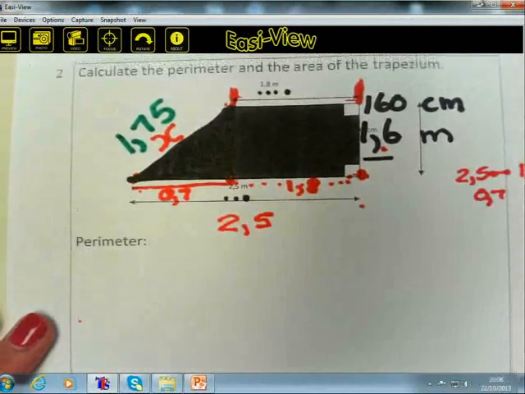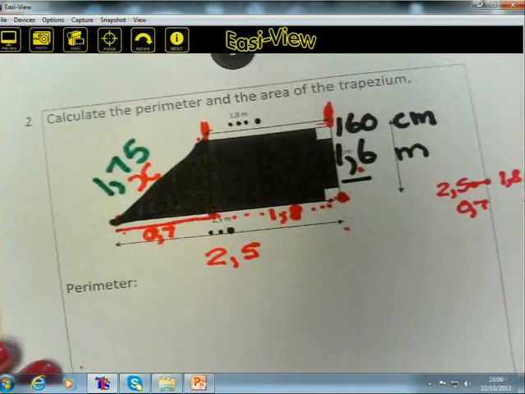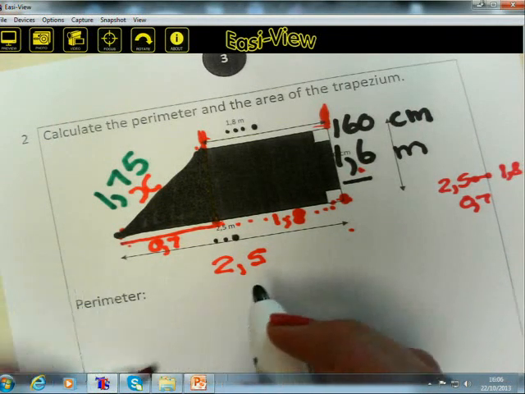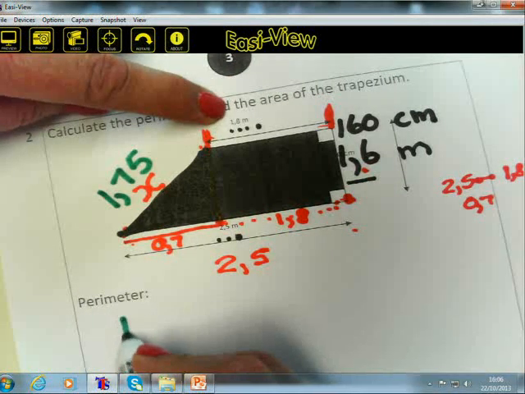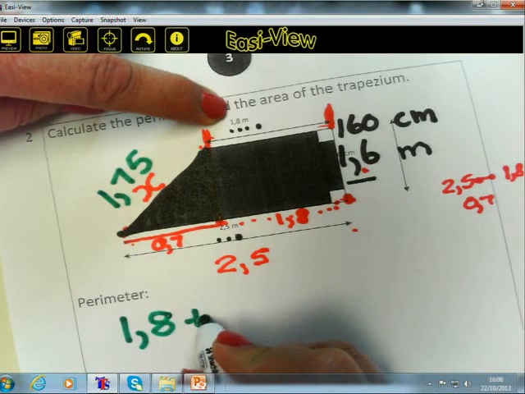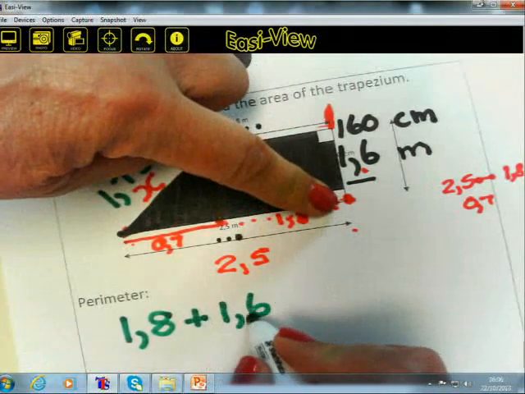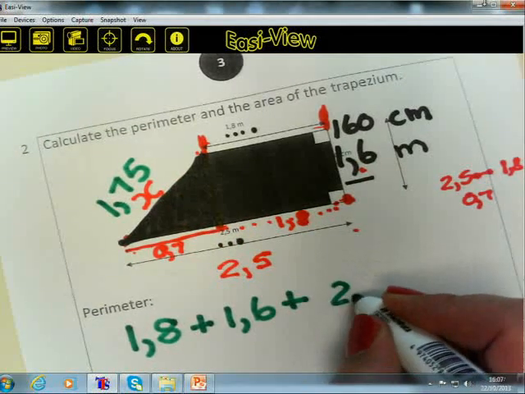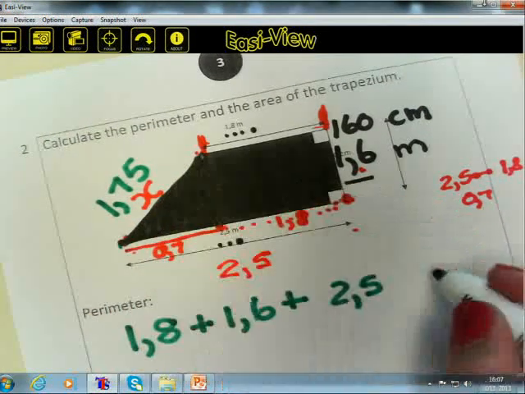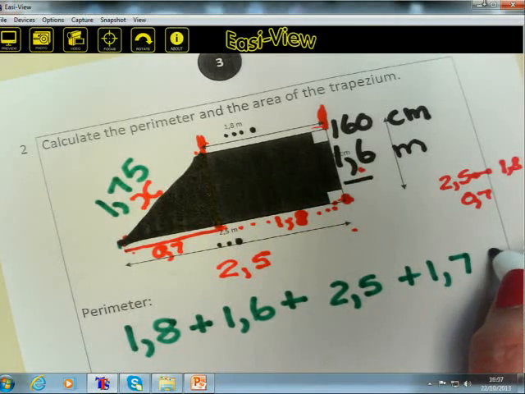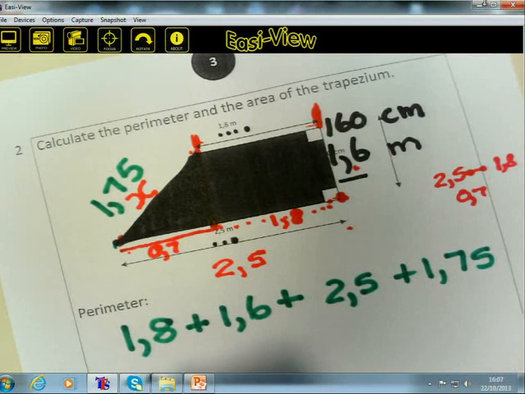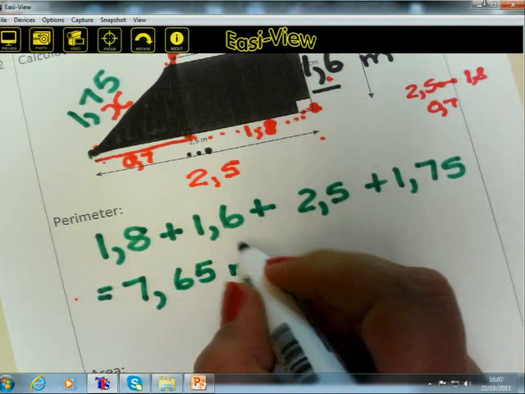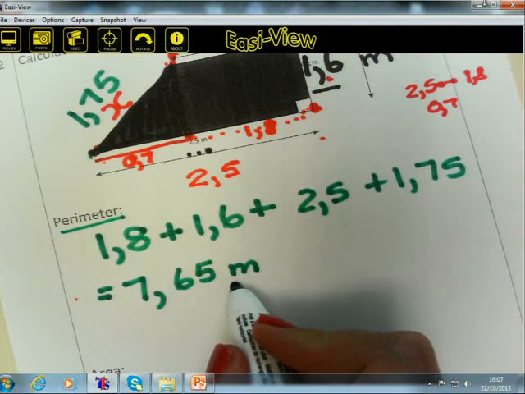If I now want the perimeter of this figure, let's add all the sides together. That one is 1,8 plus, that one is 1,6 plus, this whole one there is 2,5, and that one is 1,75. If I add that, I get 7,65 meters. Perimeter is measured in meters.